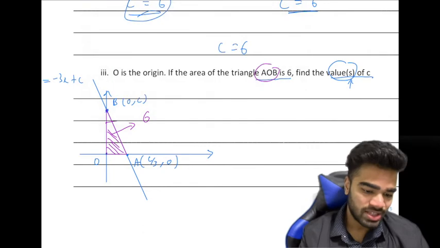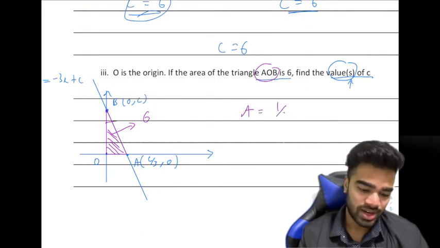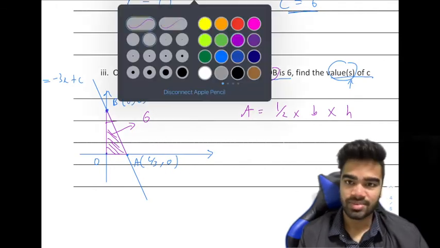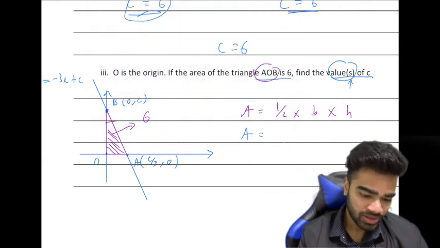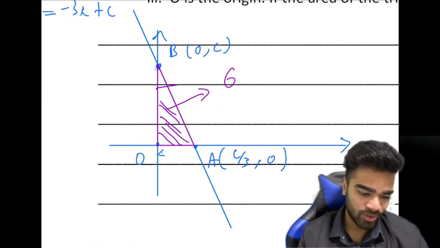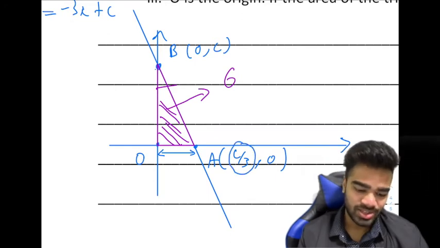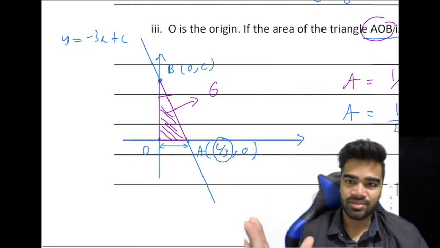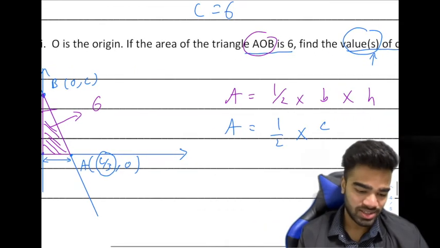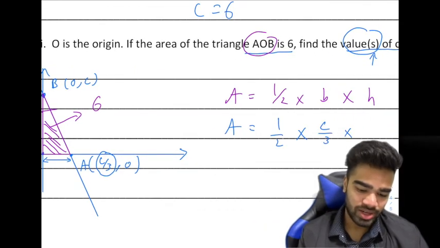Alright? So firstly, what is the area of a triangle, guys? Area of a triangle is half times base times height. Right? That's the area of a triangle. So area of this triangle is half multiplied by, what's the base of this triangle? Well, base is the distance from here to here. What is that distance? Well, the distance is c over 3, right? Because that's the x-coordinate, how far right to the origin you are. So the base is going to be c over 3, right?